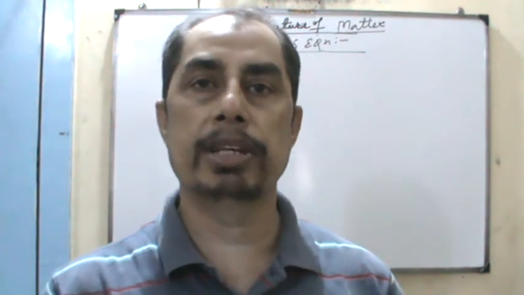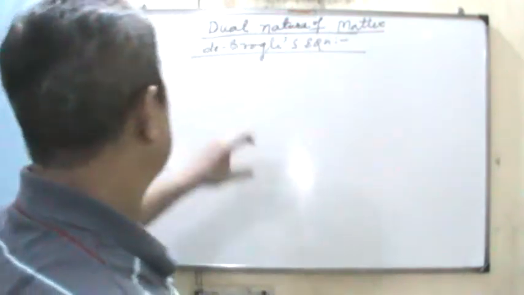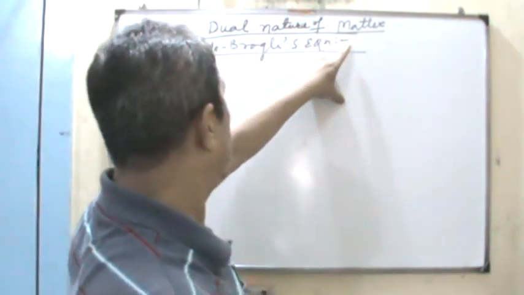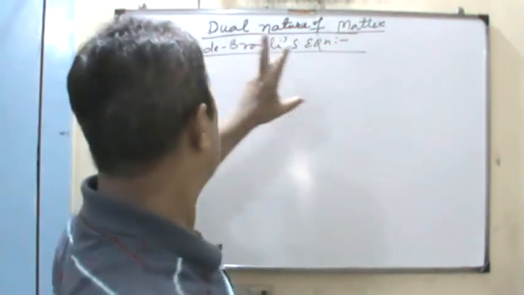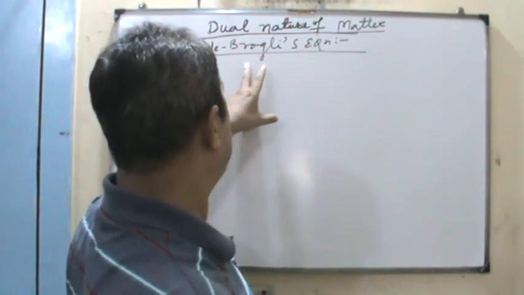Good morning, students. In the series of lectures on the structure of the atom, I have explained the photoelectric effect as well as the hydrogen spectrum. After that, today the topic for discussion is the dual nature of matter and radiation. The dual nature of matter was explained by de-Broglie in 1924.